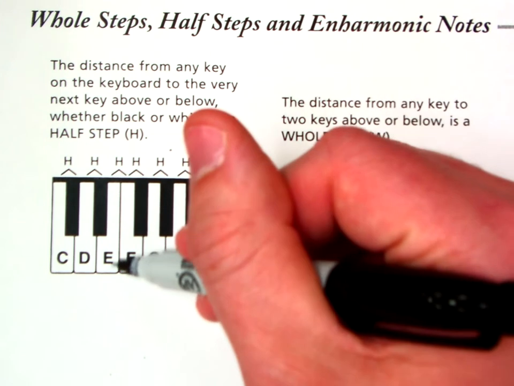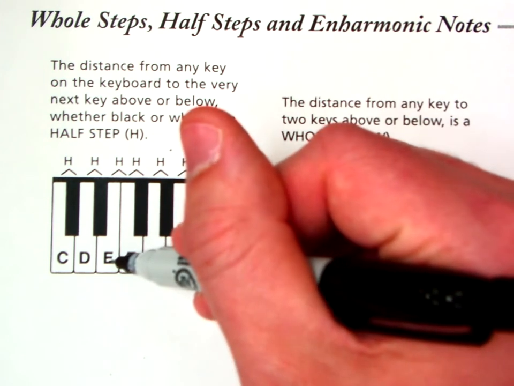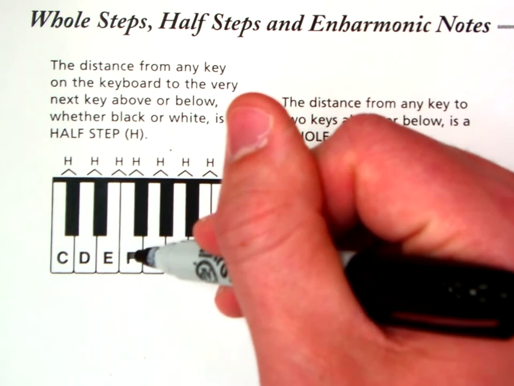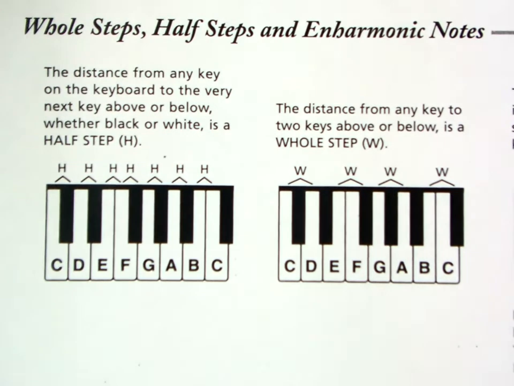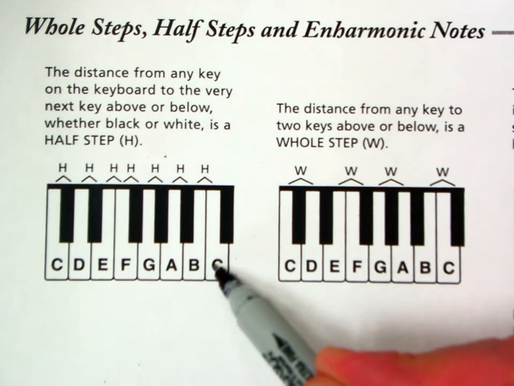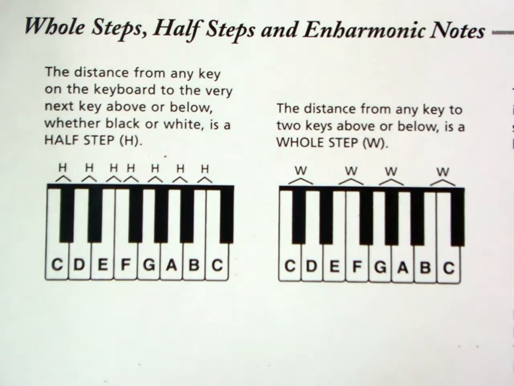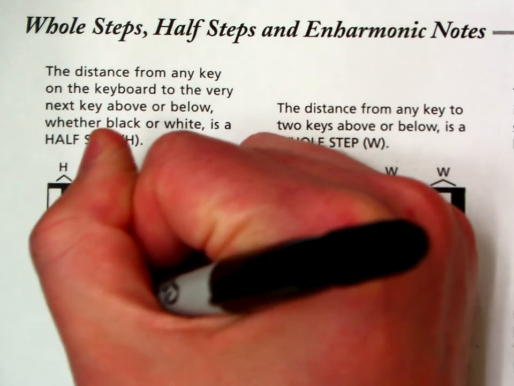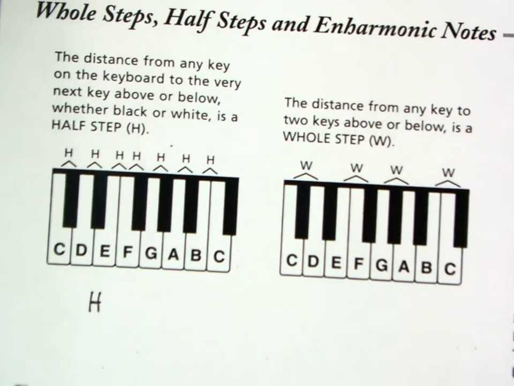Also, from this white key, E to F, that's a half step. So, as long as the two keys are touching, and you can see B to C here, that's usually a tricky one for us, right? B touches C, so it's a half step. And we label that with an H, right? H for half. Easy enough.